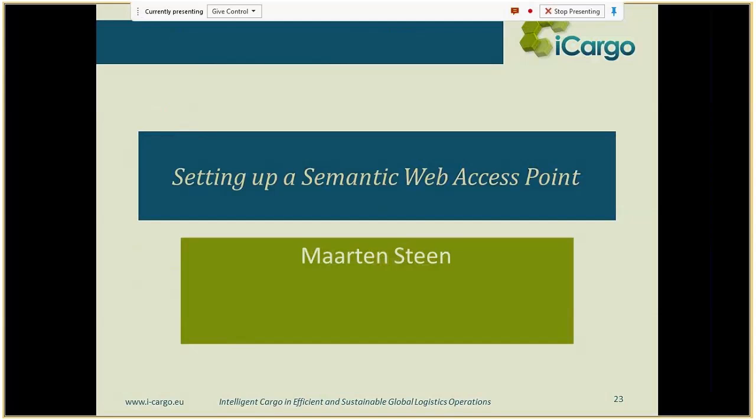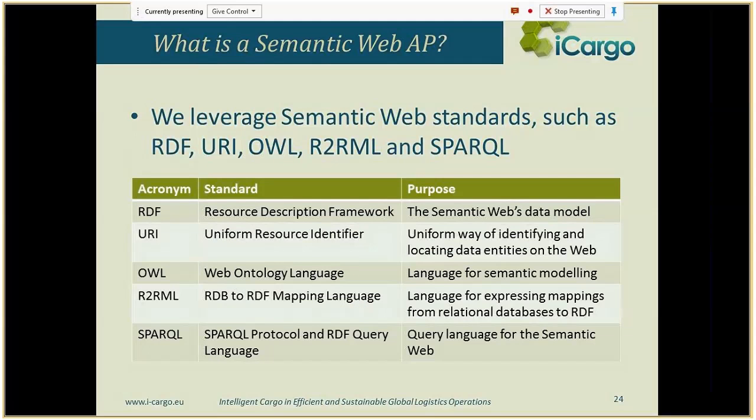So in this final part, I will talk you through the more practical side of creating your own iCargo access point using standard off-the-shelf semantic web technology. And so first, I probably should start to explain what we mean by a semantic web access point. The concept of access points was explained in the introduction by Matthijs, and the iCargo project has produced a number of specifications for access points, so that allows you to create your own access points.